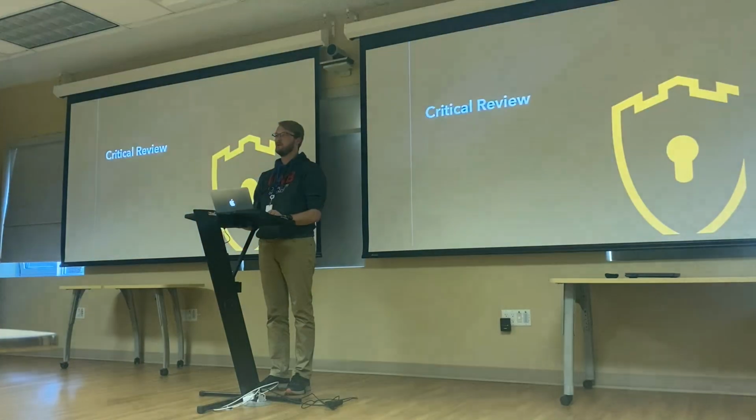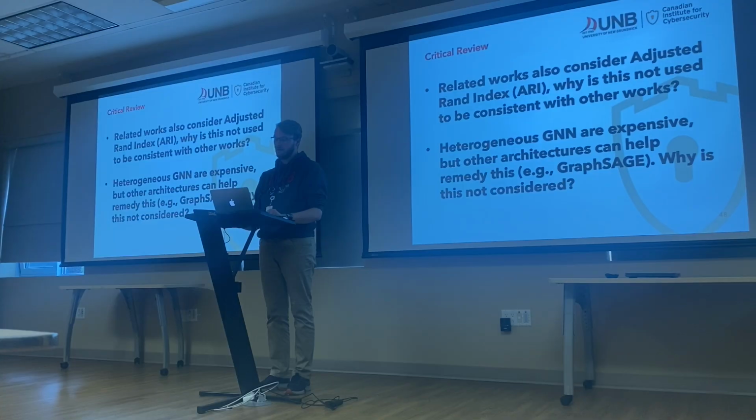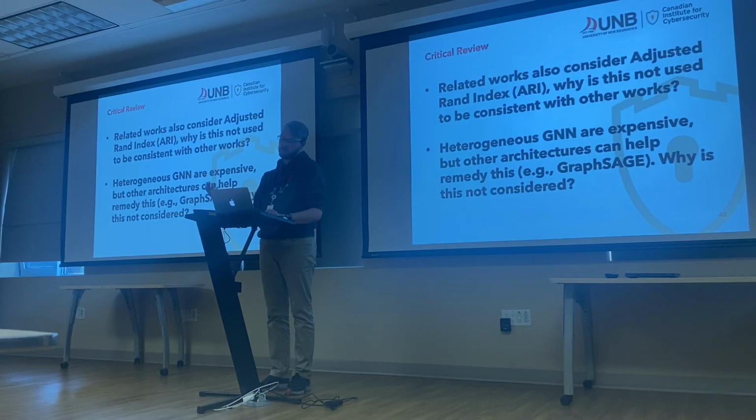Getting into my kind of critical review of the paper, I think related works also consider the adjusted RAND index, or ARI. Why is this not used to be consistent with other works would be my first thing. I would also say heterogeneous GNNs are expensive, but I think that's kind of like you're taking a cherry-picked example. I think other architectures could help alleviate this. So if you're familiar with GraphSAGE, we might not have to consider all neighbors. We might only sample and aggregate a selected few, so why wouldn't that be considered? Maybe the time is better, or at least comparable with LSED.